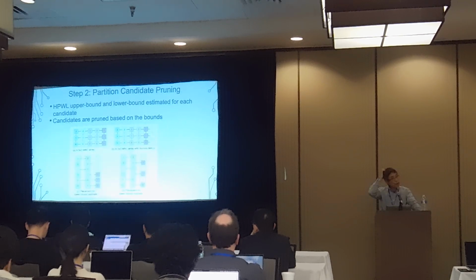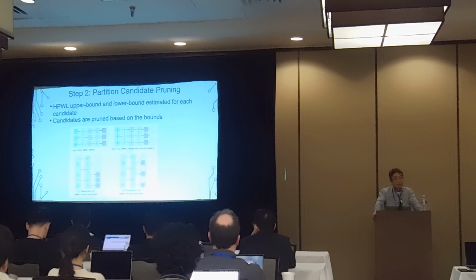And next we do pruning. So how to do the pruning? For each partitioning candidate solution, we can calculate the upper bound and the lower bound of the half-perimeter wirelength variance. I'll skip some detail. This one is published in ICCAD 2023.